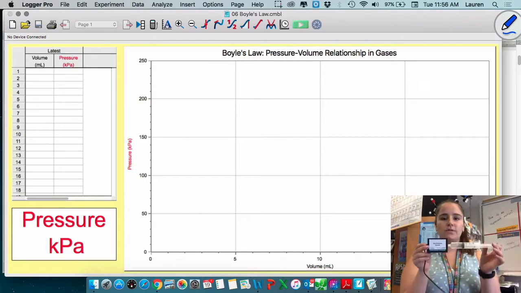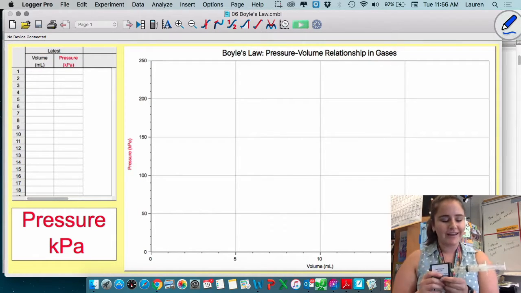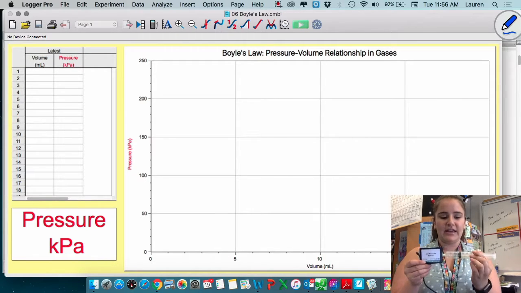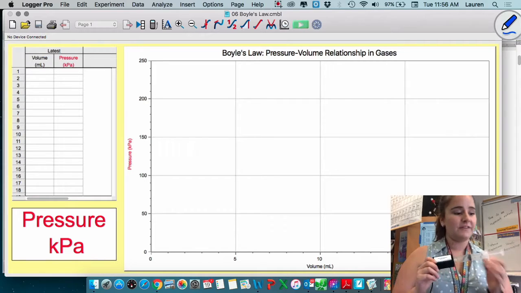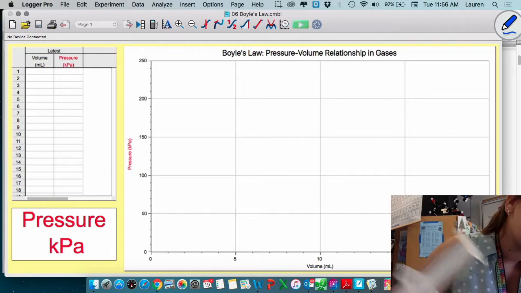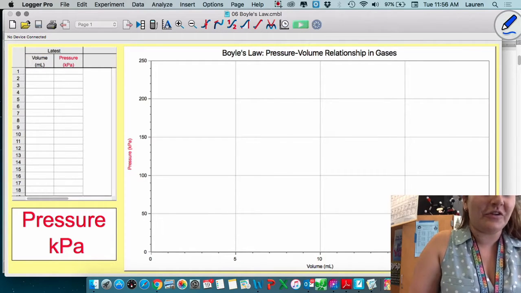Okay, so right here I have a gas pressure sensor. It senses pressure. And I have a syringe. Right now the syringe is at 15 milliliters. And let me plug that in so I can get the pressure for you.